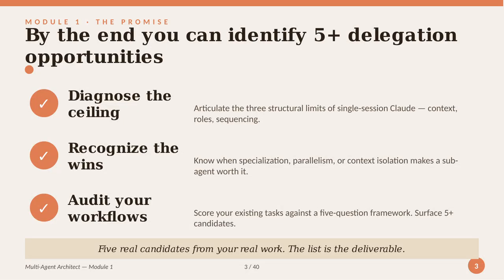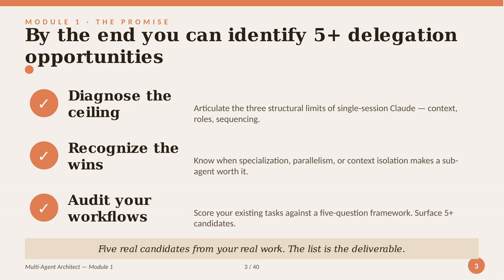3 deliverables from Module 1. Diagnose the ceiling. By the end of this hour, you can articulate the 3 structural limits of single-session Claude: context window economics, role confusion, sequential bottleneck. The articulation matters because once you can name a problem precisely, you can recognize it in real time and fix it. Recognize the wins. You'll know when specialization, parallelism, or context isolation is the dominant reason a subagent earns its place. The recognition is what stops you from over-engineering with multi-agent systems where single session would do, or under-engineering where multi-agent would actually pay back.